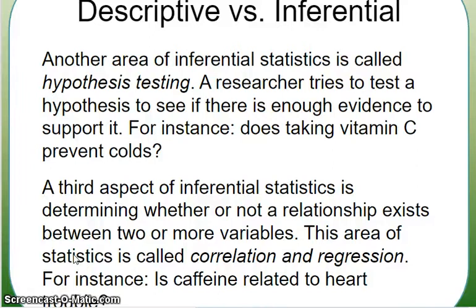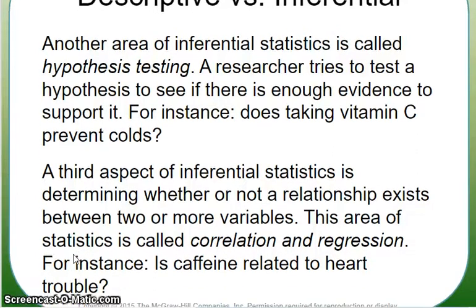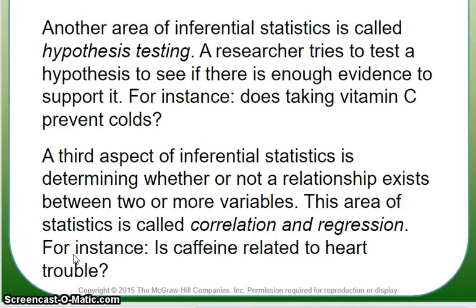The last inferential idea is correlation and regression. So we want to see if there's a relationship between two different variables. So for instance, in my example, is caffeine related to heart trouble? So you'd look at that correlation between those two things.